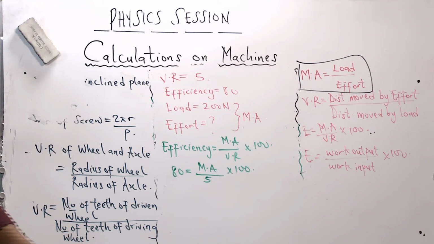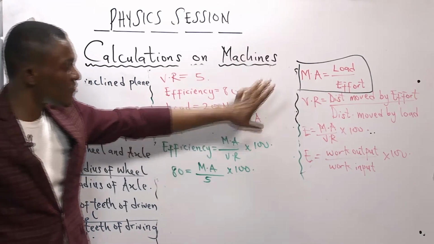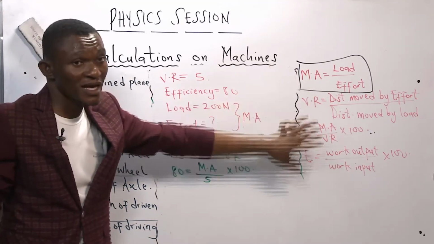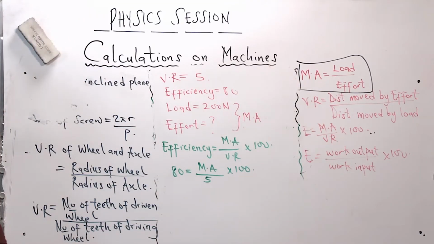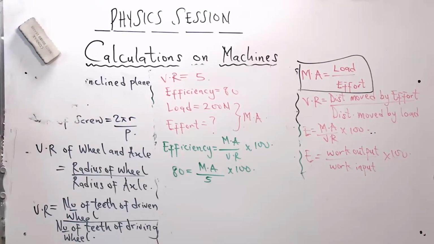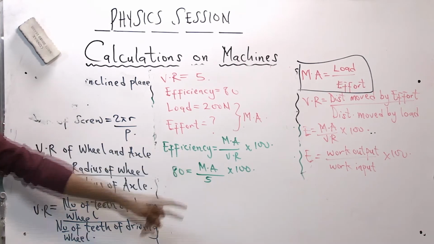Fine. How do we do this? We need the mechanical advantage. Don't forget that the only formula on the screen linking load and effort together is mechanical advantage. So that means we need to calculate the mechanical advantage before we can get close to calculating the effort. That is why I started with this formula, so I can get my MA first.